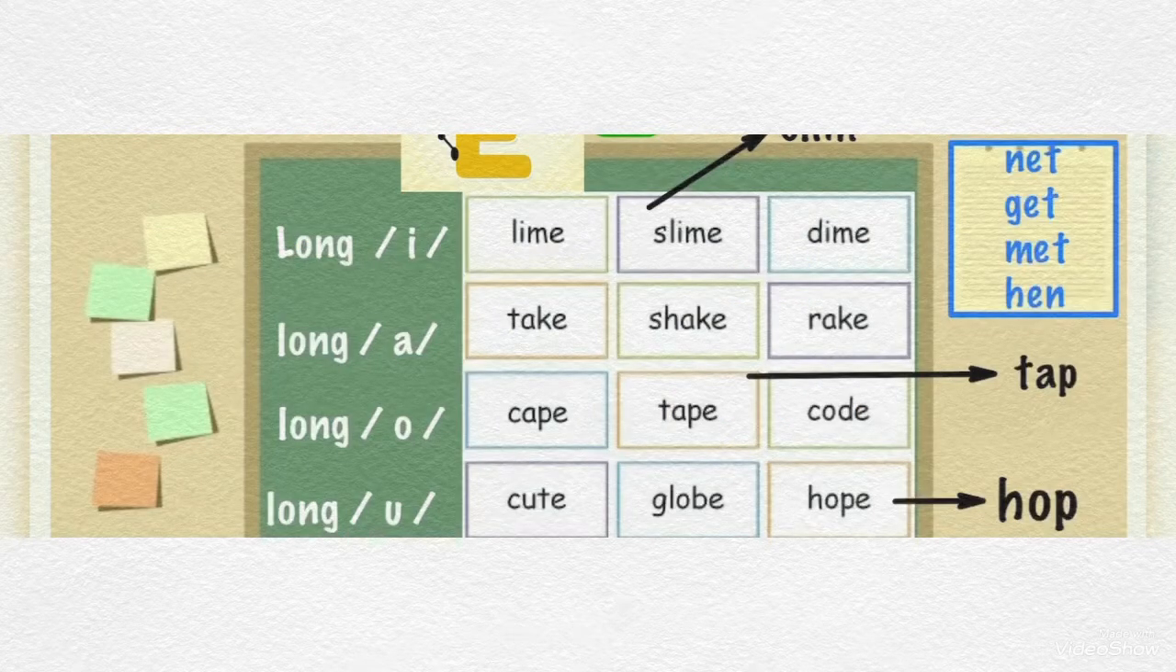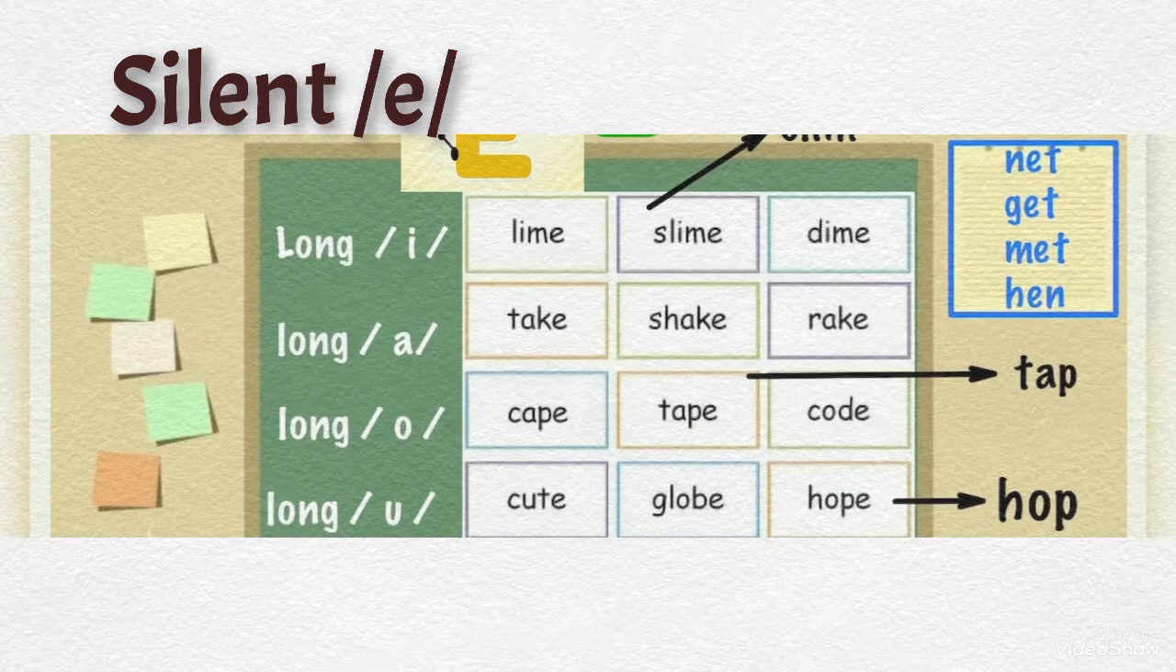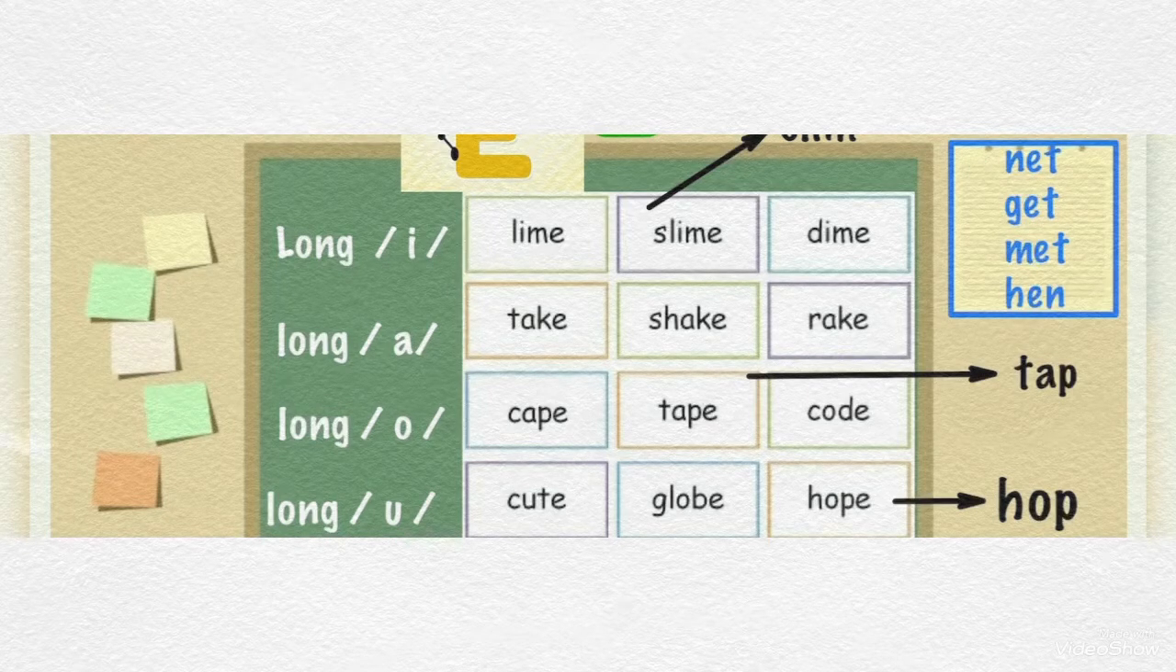Let's see letter E. It is the magic E. Letter E can be silent at the end of the word, but we can read letter E in many words. We can read letter E in net, get, met, and hen. So here I can read letter E. But in these words, I will not read letter E. Why? Because it comes at the end of words having a long vowel.